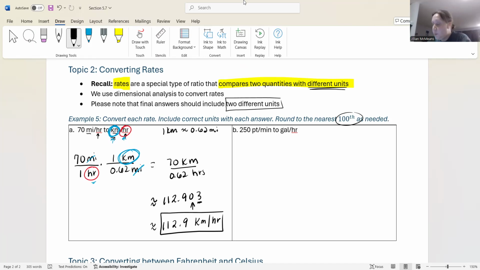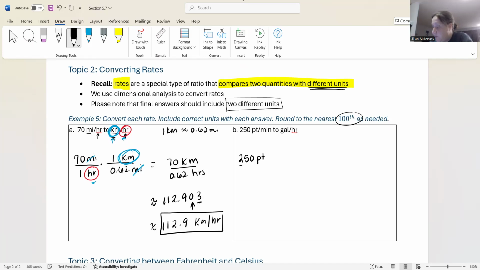Okay, now for part B, we have 250 pints per minute, and we want to convert that to gallons per hour. So this could be a couple of things. Like I'm imagining you have some machine that can fill pint cups and that can fill 250 pint cups per minute. What would that be in gallons per hour? So that would be some kind of scenario that I could envision. But we're going to start with 250.